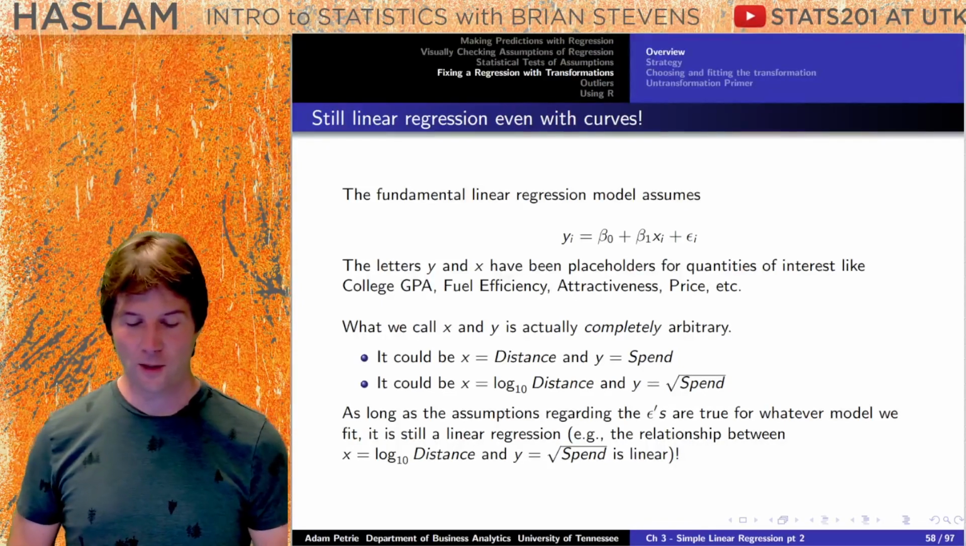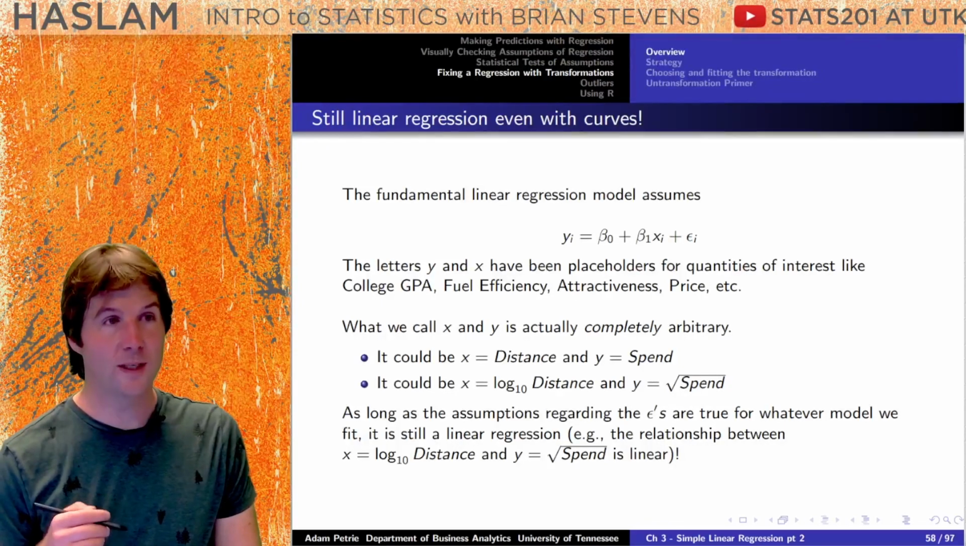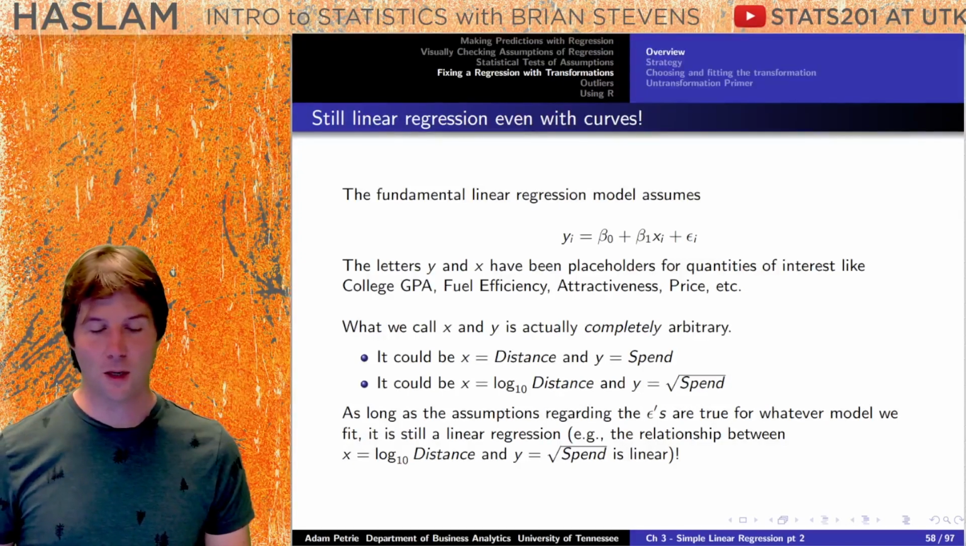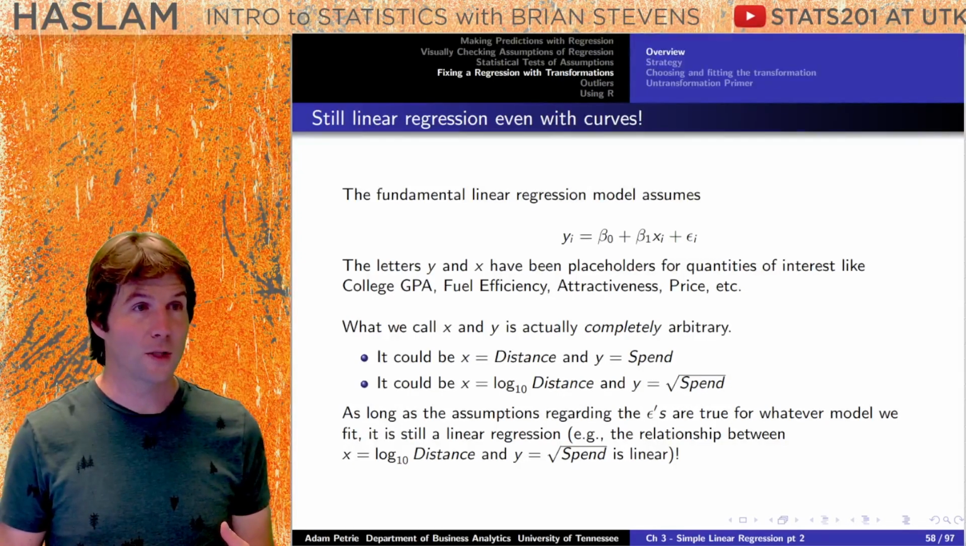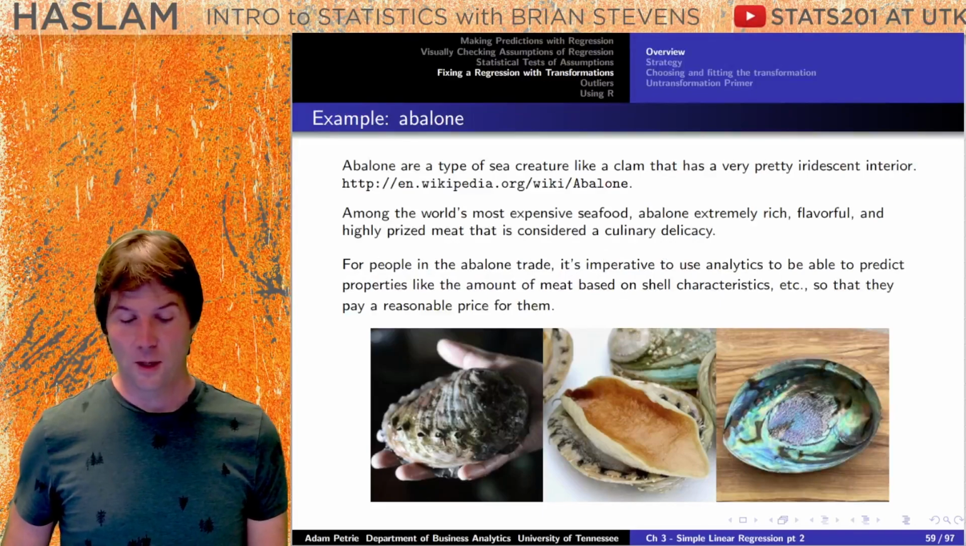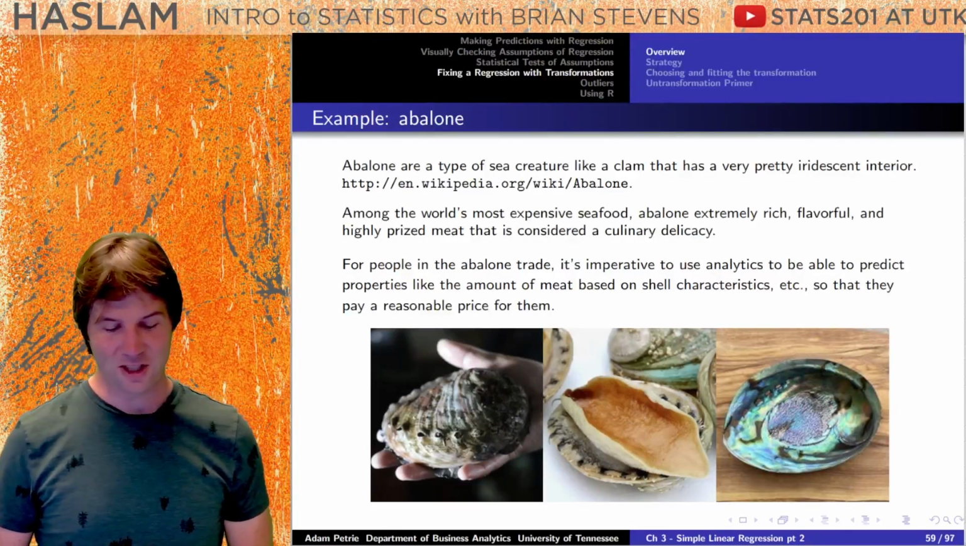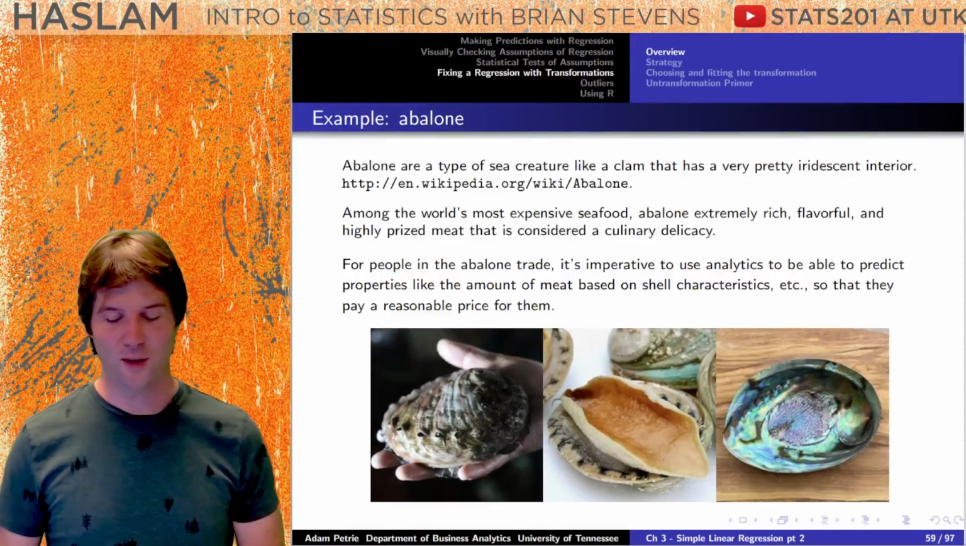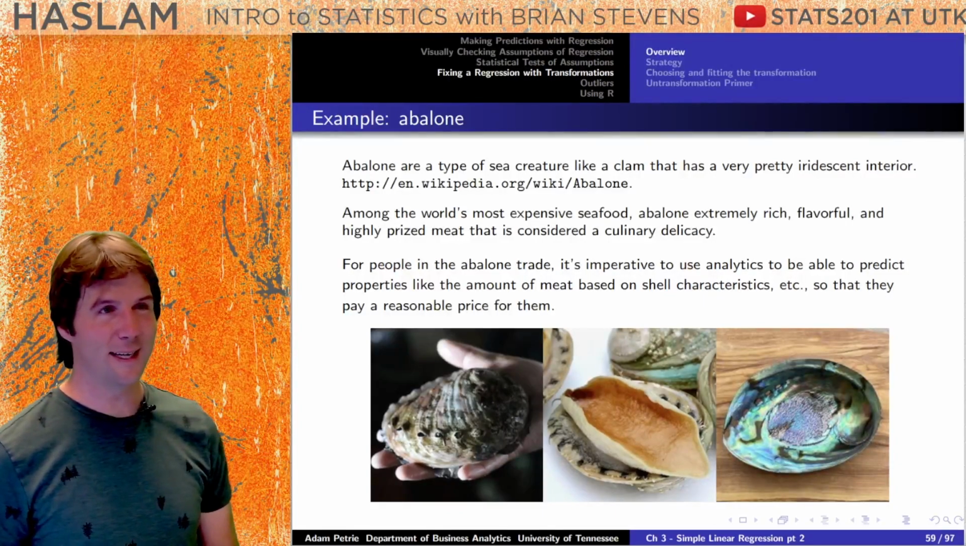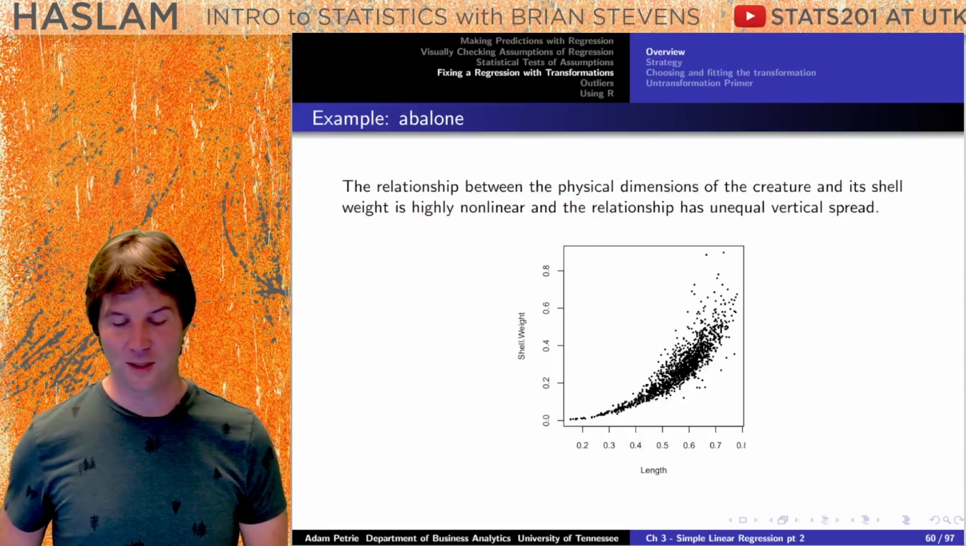So you can see right here, we could take the square root, we could take the log, but the question becomes, how do we figure out what to do? Well, there's this little fish right here called an abalone, and they're a delicacy. Go ahead and read the Wikipedia if you like, and we're going to look at some relationships between the data and see how we could possibly fix it.